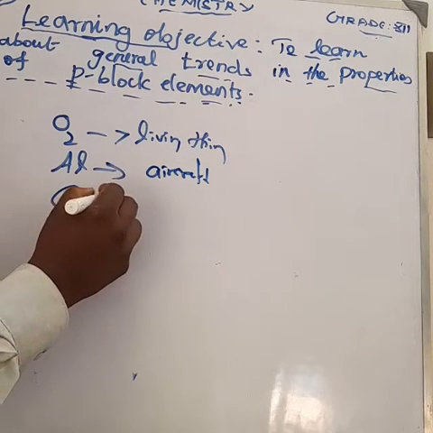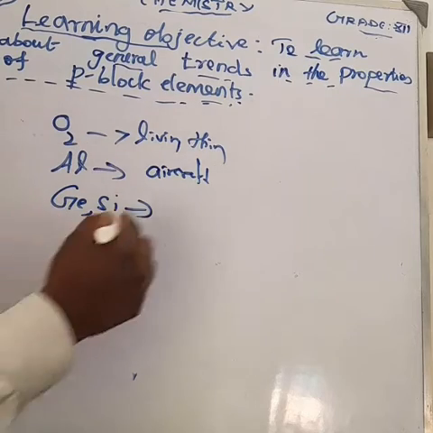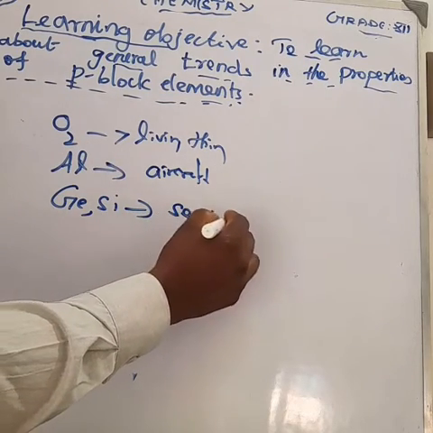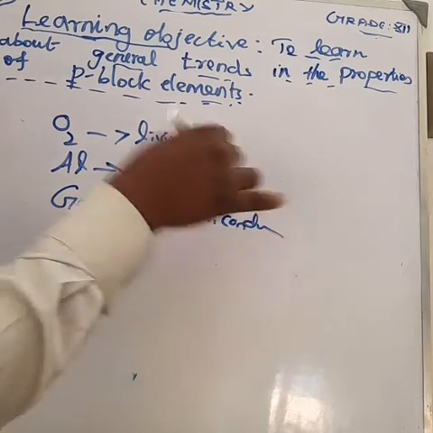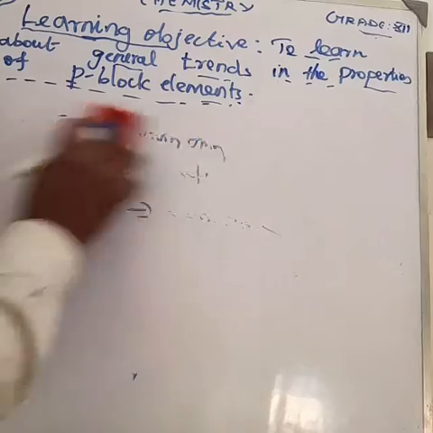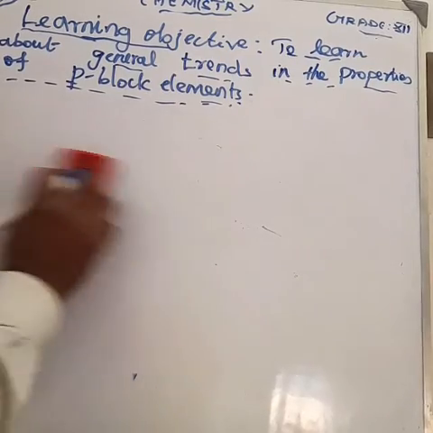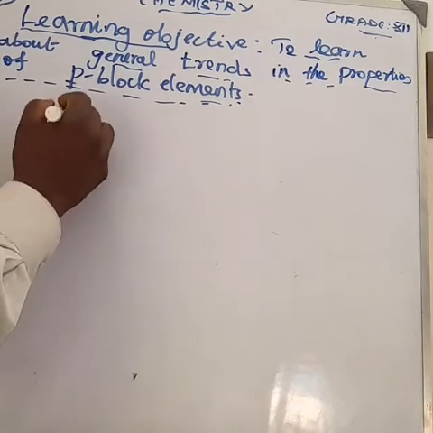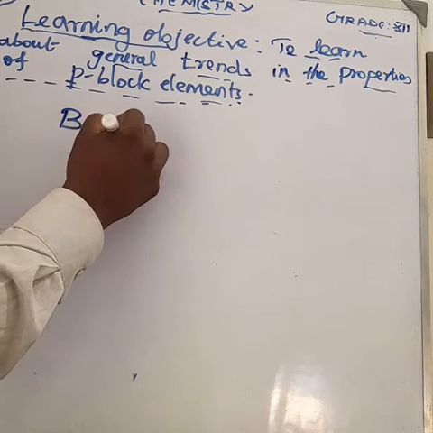And about semiconductors. Which are the semiconductors? Silicon and germanium. They are very important, and they are used in our modern electronic appliances. Okay. So, in this topic, we will learn about the boron family, carbon family and nitrogen family.